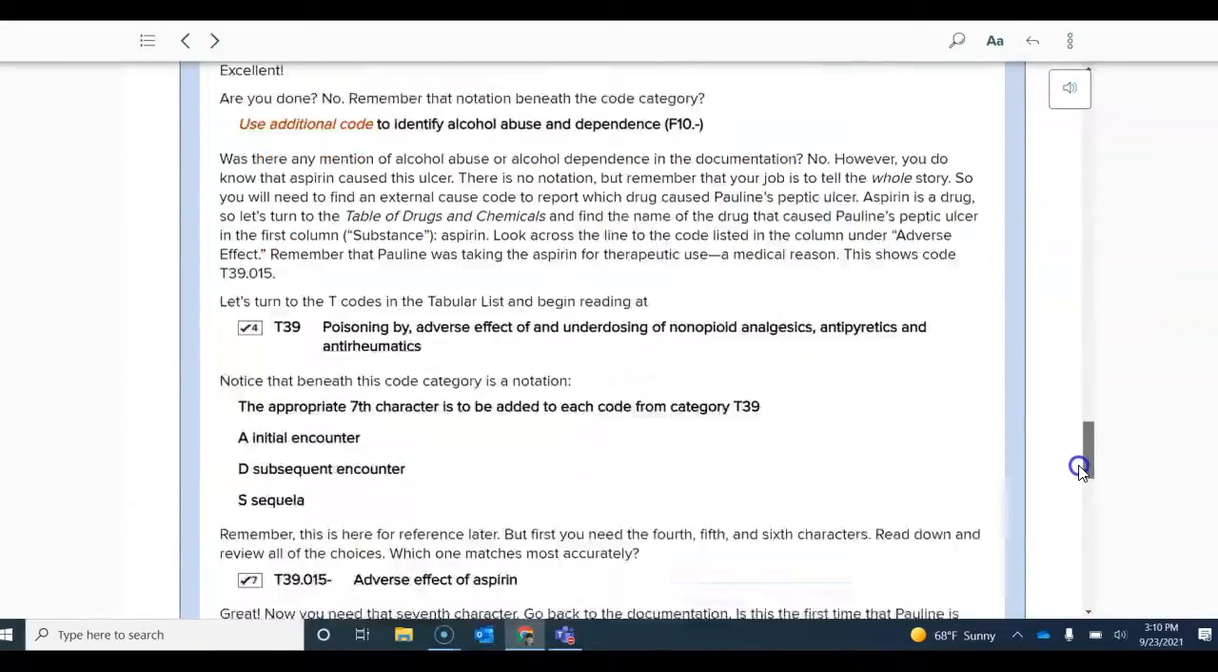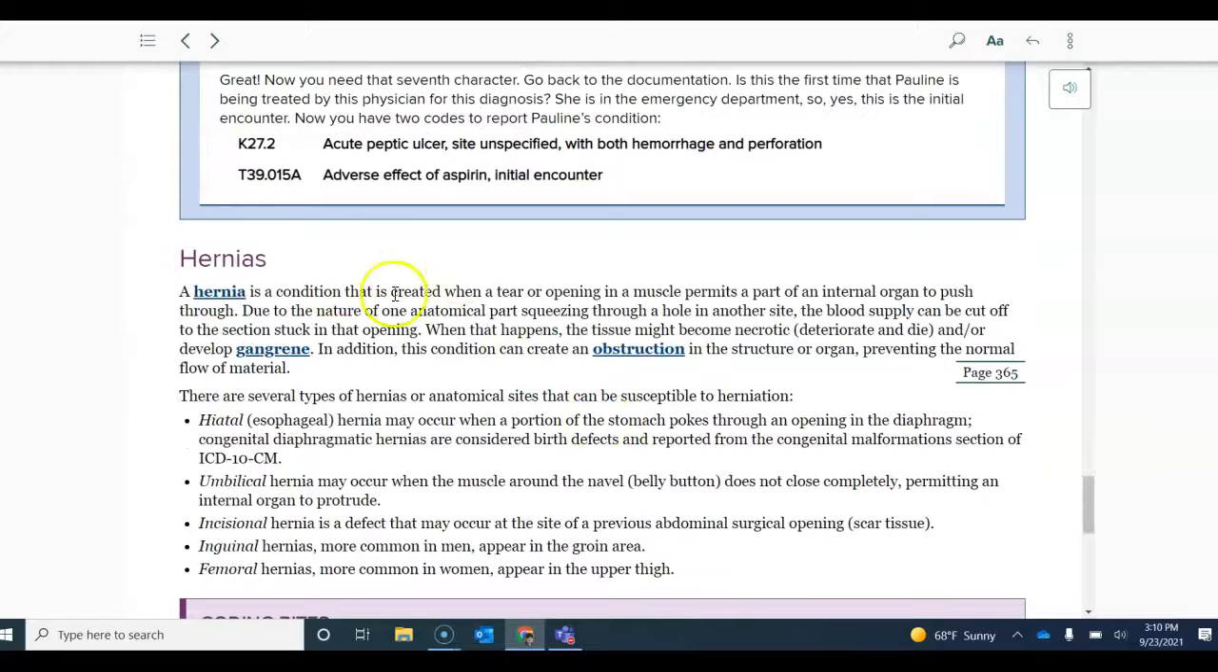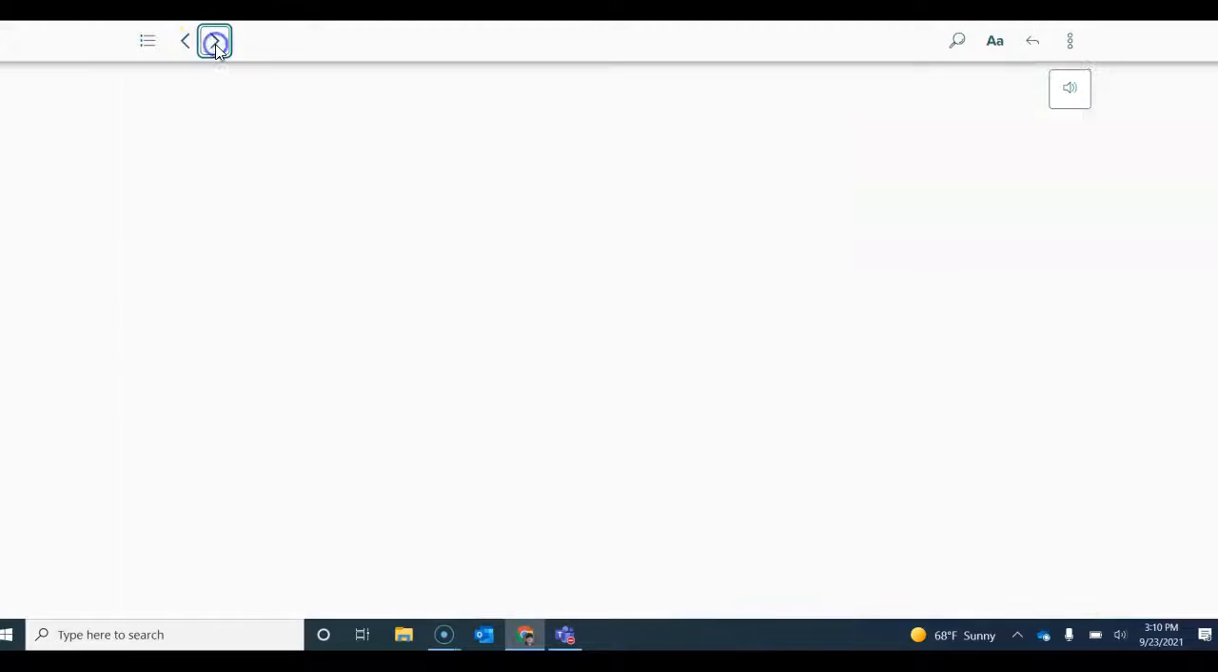So you could come across some ulcers. You could come across some hernias, which is right here. Remember, a hernia is a tear or opening where part of that internal organ pushes through the wall. The most common hernias are right here: hiatal, umbilical, incisional, inguinal, femoral. Then it goes on through the small intestine. It talks about ulcers, and then it goes through the large intestine. So there you could find some diagnosis there.